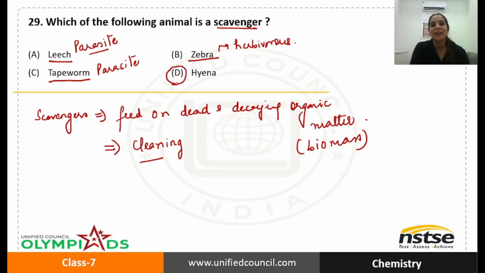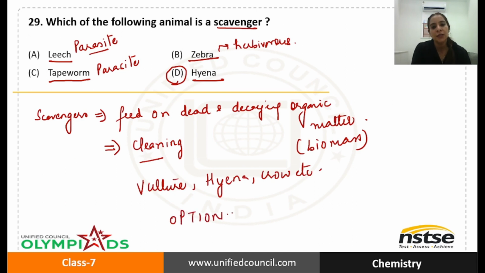So you are left with only the last, that is hyena, and it is right. Vulture, hyena, crow, these are all scavengers. They feed on dead and decaying organic matter. So here the correct answer is option D. I hope you understood this.